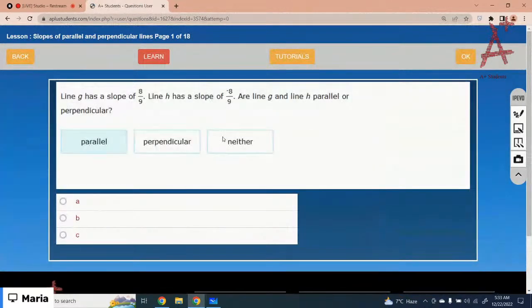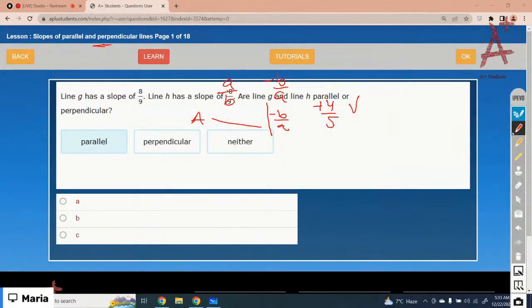Line G has a slope of 8 over 9 and line H has a slope of negative 8 over 9. Are lines G and H parallel or perpendicular? You are given the slopes. They are just opposite to each other. One of them is positive and the other is negative. You need to see if the lines G and H are parallel or perpendicular.